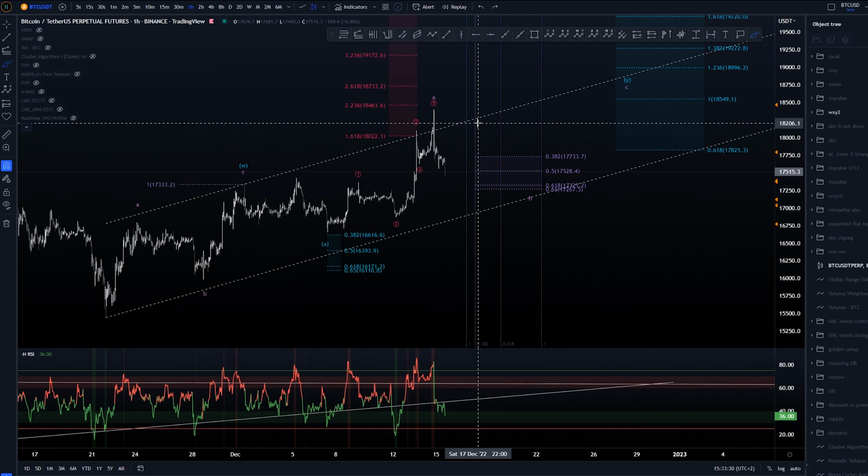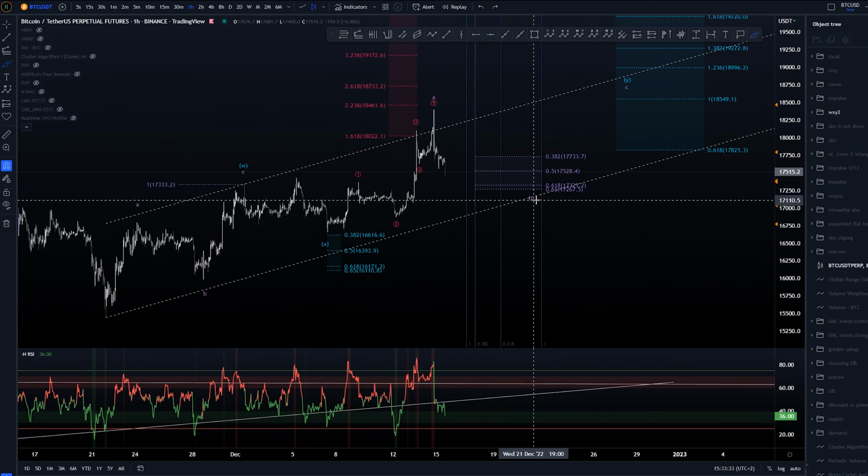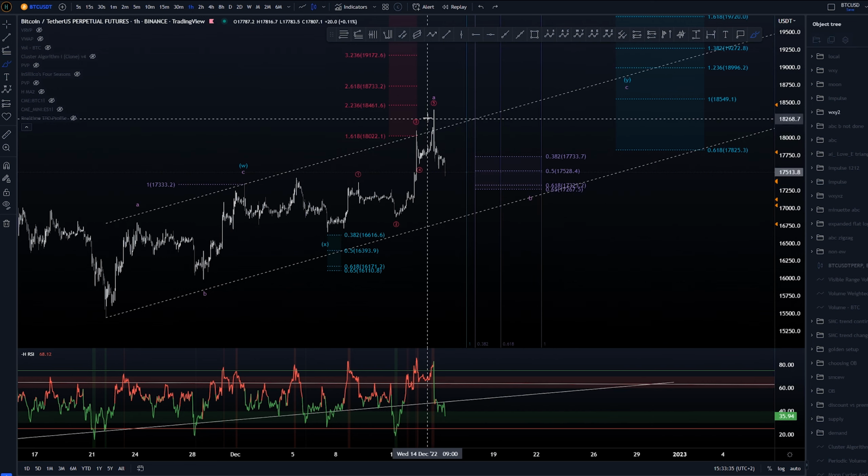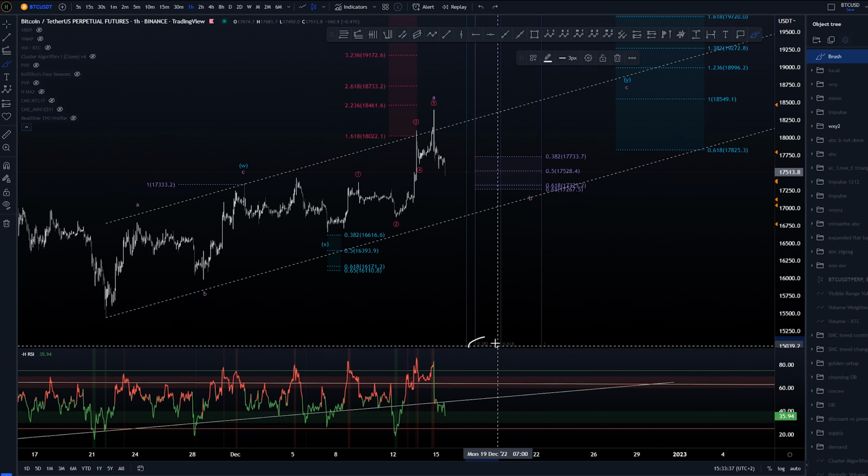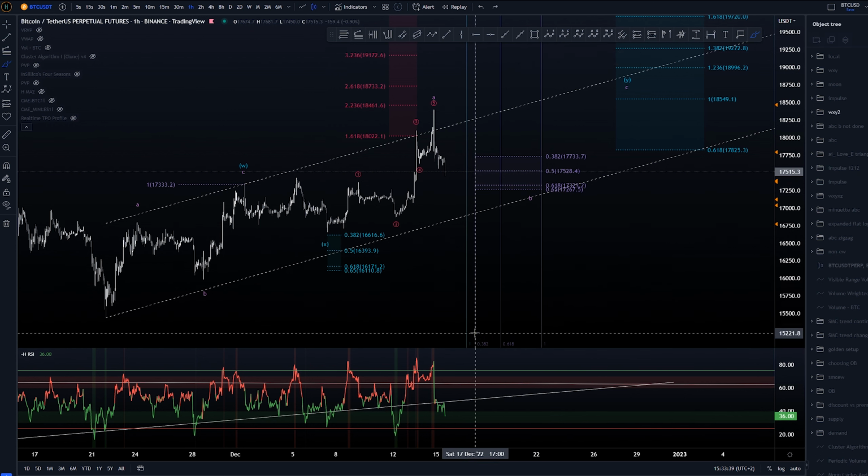So yeah, that's one count. That is definitely one possibility. I don't think this wave B is this short. I do think that we are going to get more in line to the 32 at least, which would be again that 17th of December, so Saturday.